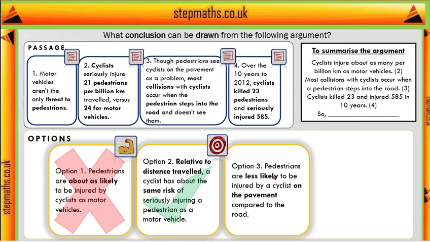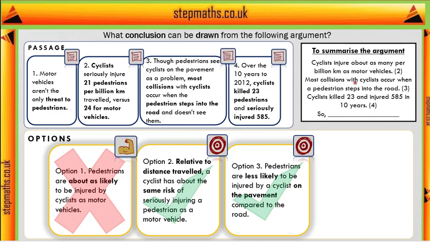And lastly, option 3 says pedestrians are less likely to be injured by cyclists on the pavement than they are on the road. So I'll warn you, I actually kind of disagree with the official answers on this one, but see what you think. So the answers say that this is a conclusion we can draw, and I think the reasoning is that it's basically just a summary of sentence 3, that most collisions happen when a pedestrian steps into the road. So we'll mark it as a correct answer.